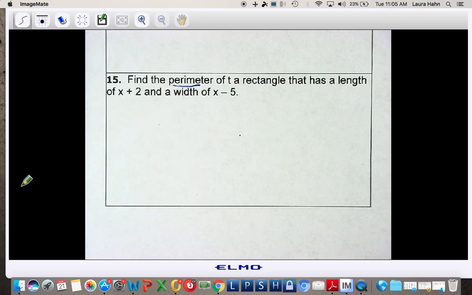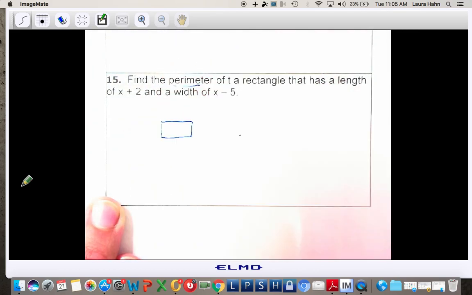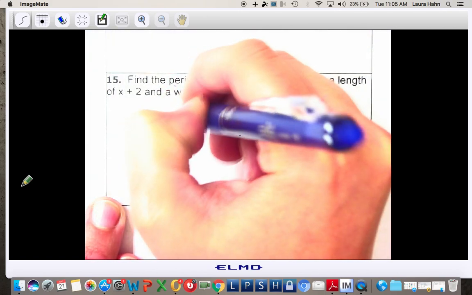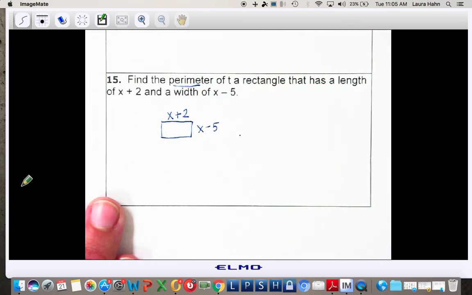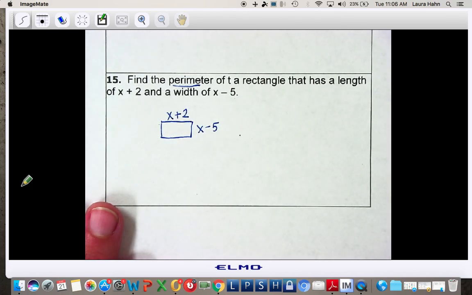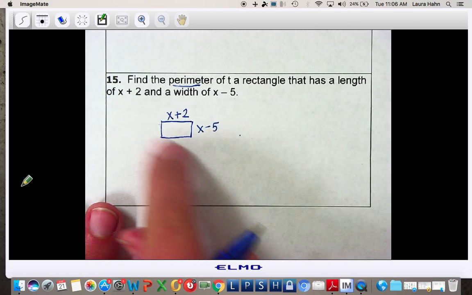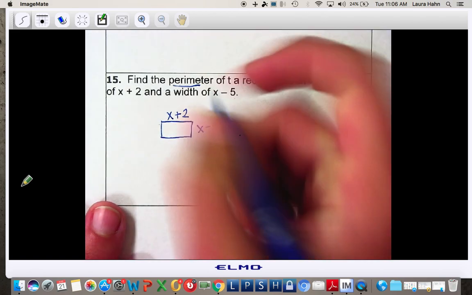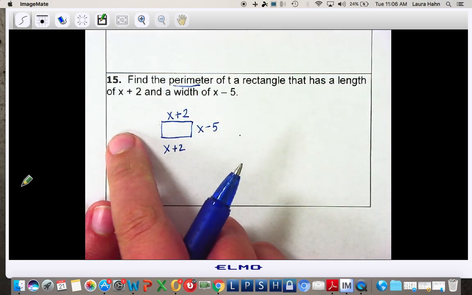So since I don't have the picture, I want to draw the picture and label it. So here's my rectangle. It tells me I have a length of x plus 2, so I put that here, and a width of x minus 5. Okay, some people might say just add these two up and we're done, but no, perimeter is add all of the sides, so I would have to add up all 4 of these. Okay, doesn't give me these two, but I know opposites on a rectangle are the same, so if this is x plus 2, so is this. This side is x minus 5, so is this side.